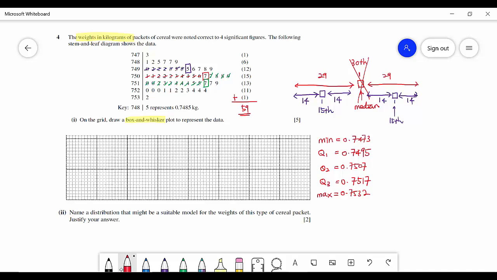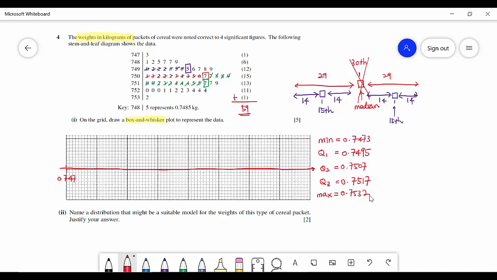After you list out all the values, then you can try to draw the box and whisker plot. We are having the smallest value, which is 0.7473, and the largest value will be 0.7532. In general, maybe this is what we can have. We need to draw the ratio first correctly.